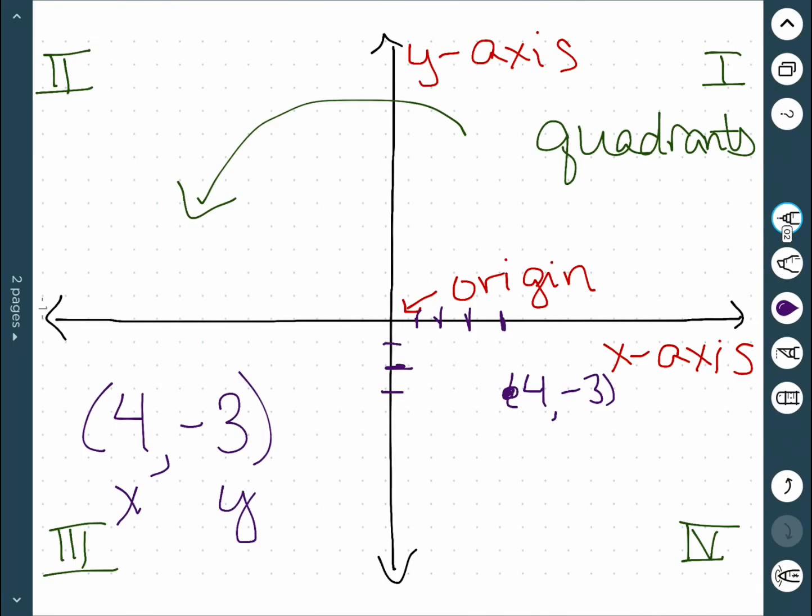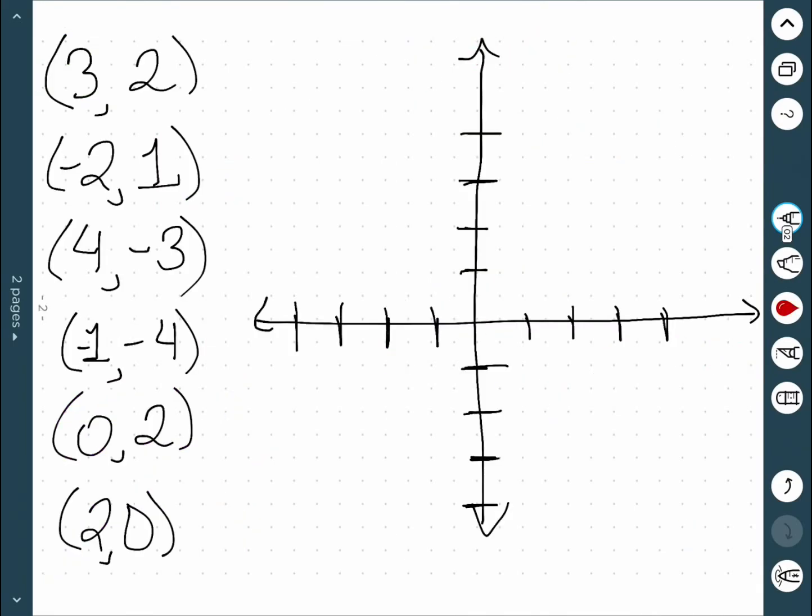So let's look at this a little bit more. Let's consider these 6 ordered pairs, and we want to graph them. Like I said, we always have x and y. We always move horizontally and then vertically. So the first one, we always start at the origin. We're going to move over 3 and then up 2 to this point here. And we can see, since that is in the first quadrant, I'm just going to put a little 1 next to it.